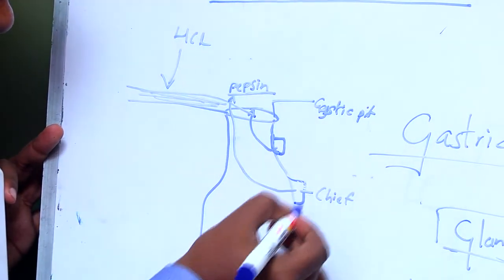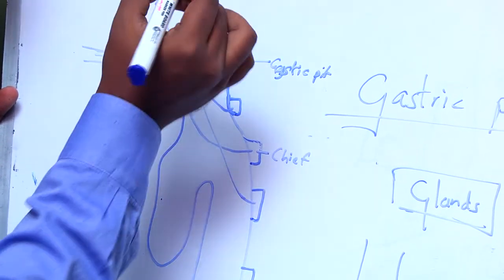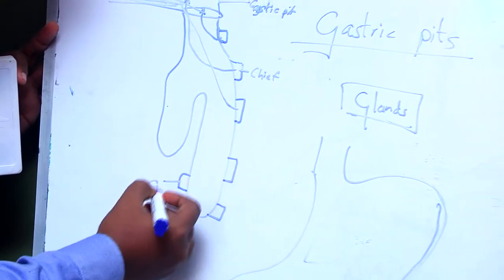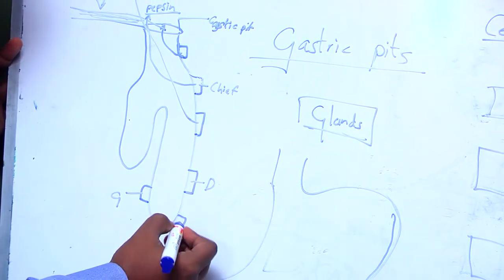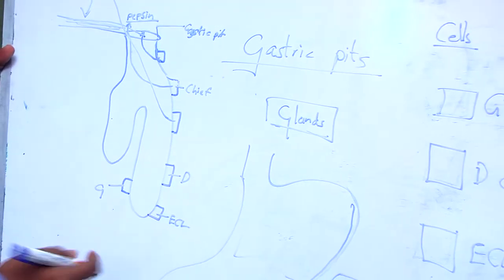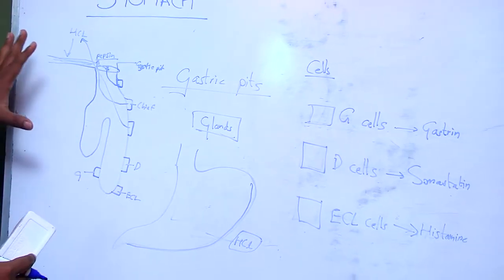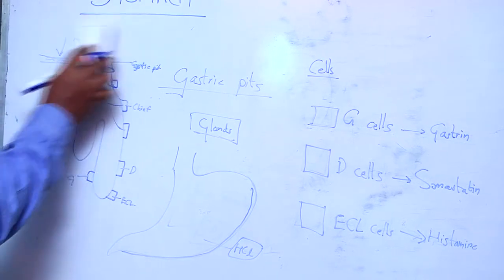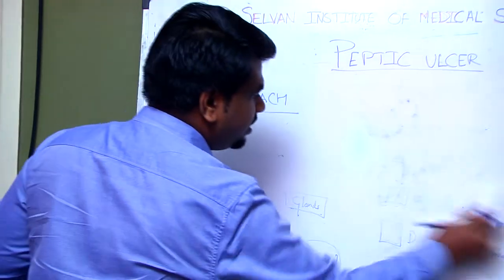So this is the function of the chief cell. The parietal cell, the function is secretion of HCl, and then you have your G cells, which secrete your gastrin, and then you have your D cells, and then you have your enterochromaffin like cells which secrete histamine. So now we must be clear with what is happening with the anatomy of the stomach, and what is the histology, and what is the function of all the cells. So with this knowledge, we will go into what is peptic ulcer.